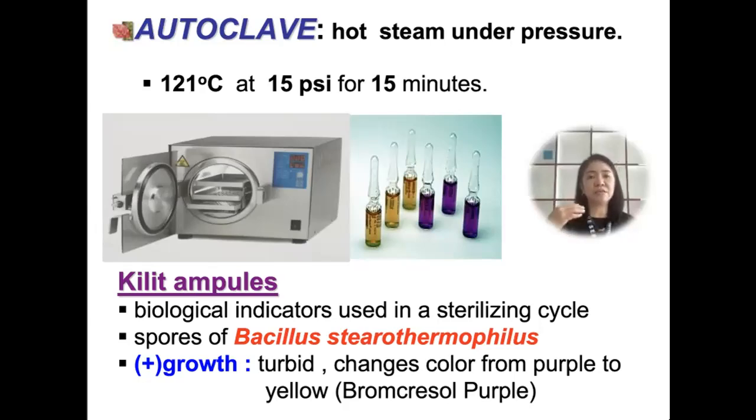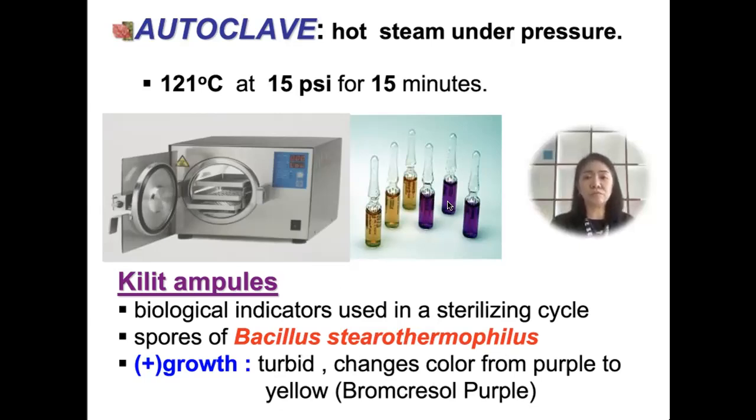Tapos 15 minutes pa. Okay? Now, it's important for us, especially if you use the autoclave every day, no? And several times in a day. We need to make sure na we practice preventive maintenance para hindi siya nasisira, no? At saka talagang it is able to maintain its ability to kill microbes. Okay, so we should be able to check its function by using kilit ampules. Okay, kilit ampules are, ito yun, no? Nasa ampules. These are biological indicators. They contain the spores of Bacillus thermophilus, to check whether or not your autoclave is working.